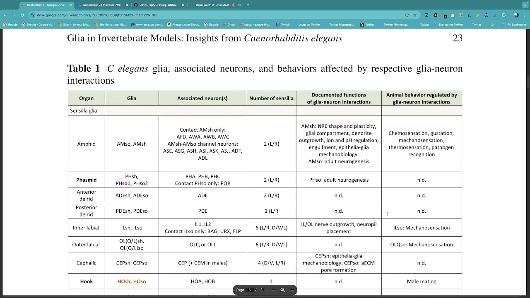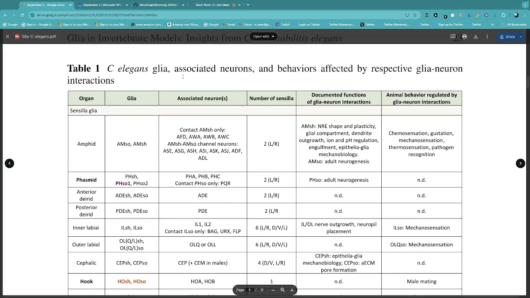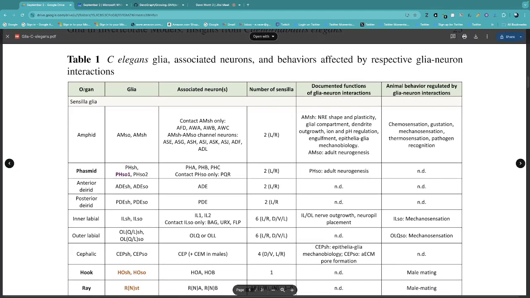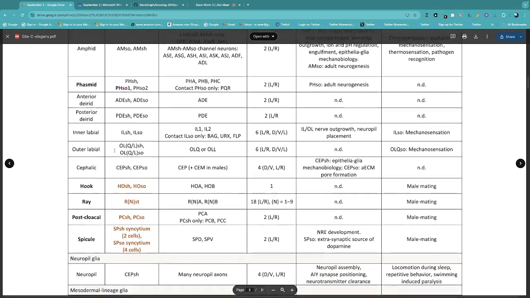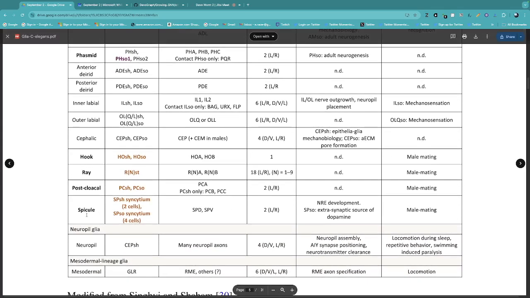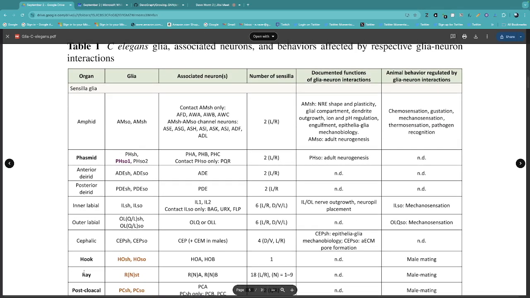So another nice table is this table where they talk about C. elegans glia, associated neurons, and behaviors affected by respective glia-neuronal interactions. So they have these different organs. So you have the hook, the ray. These are both male-specific organs. Cephalic, outer labial, inner labial, posterior deirid, anterior deirid, phasmid, and amphid. They're also postcloacal, spicule. Those are all male, and neuropil and mesodermal. And so these are all organs with associated glia.